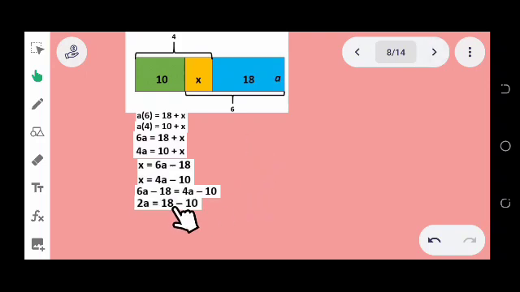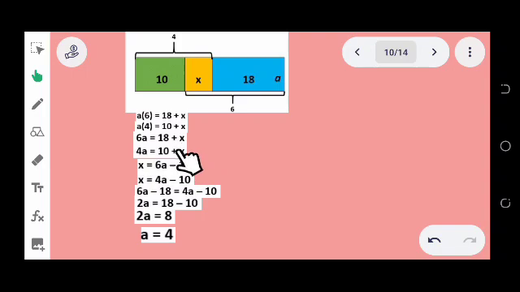You have 2a equals 18 minus 10. 2a is equal to 8. To solve for a, divide both sides by 2. That gives us a equals 4. Now remember that we are solving for the value of x.